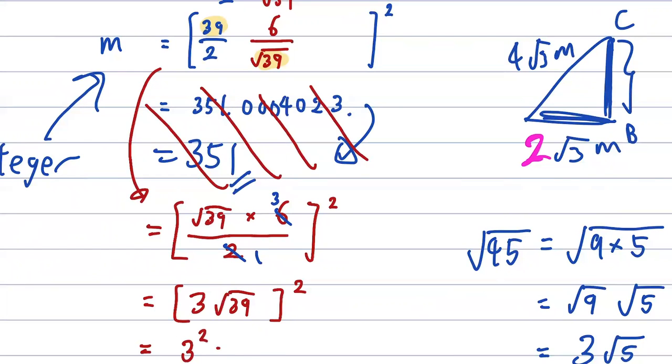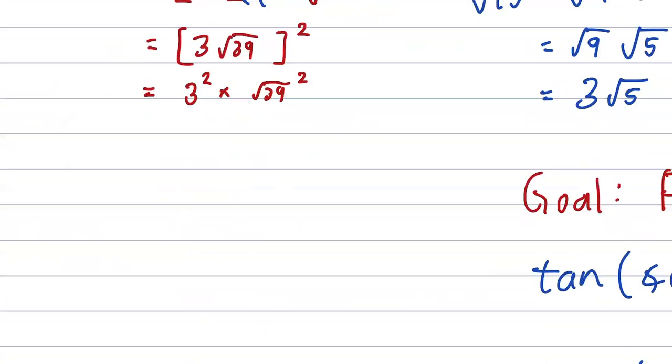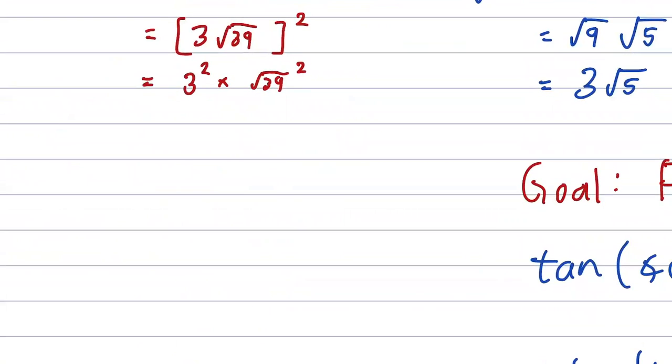This is 3 squared times square root 39 squared. What happens when you square a square root? They cancel each other off to give you 39. 3 squared is 9. 9 times 39 is just 351. So there is our exact value.